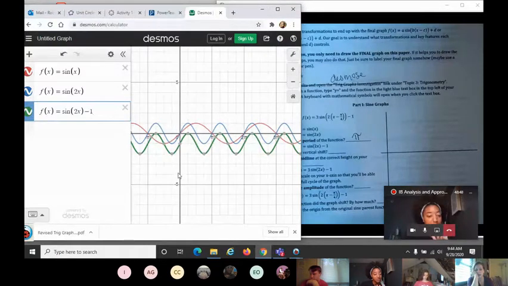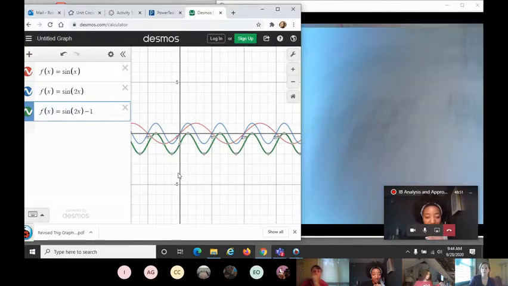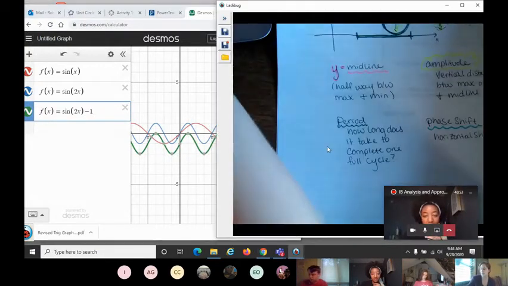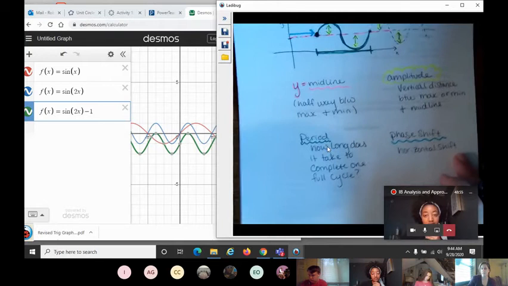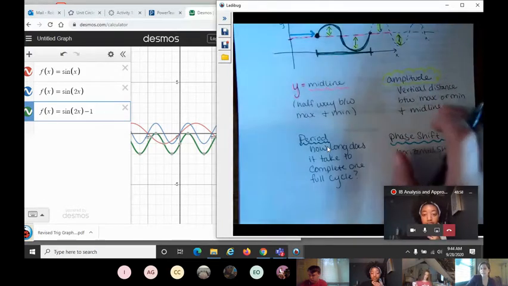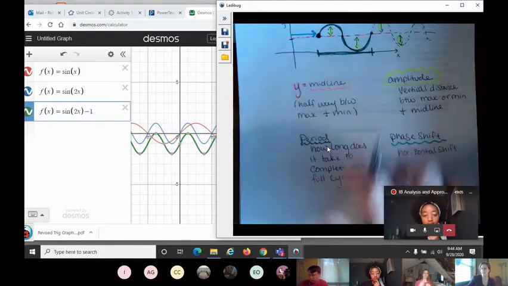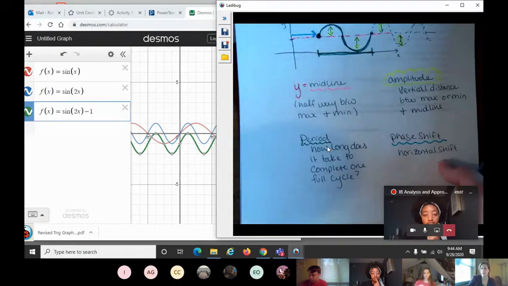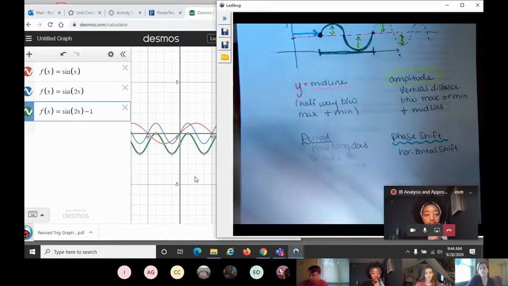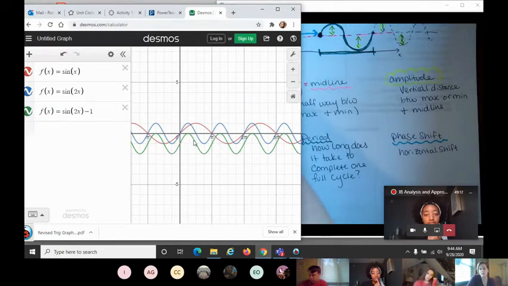The range changed. So if we look at our vocab, we decided amplitude doesn't work because we looked at the amplitude and they were the same. Okay, so that leaves midline, period, and phase shift. Is the period the same? Does it take the same length of time for the blue and the green to finish one full cycle? Yes. So period didn't change. So we can cancel out period, cancel out amplitude.